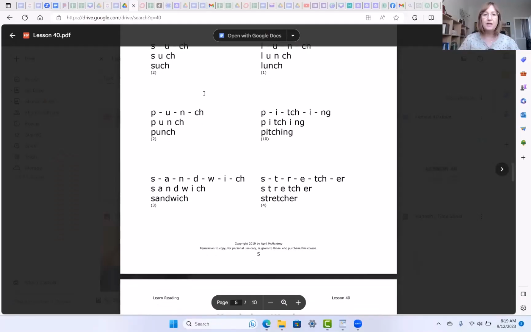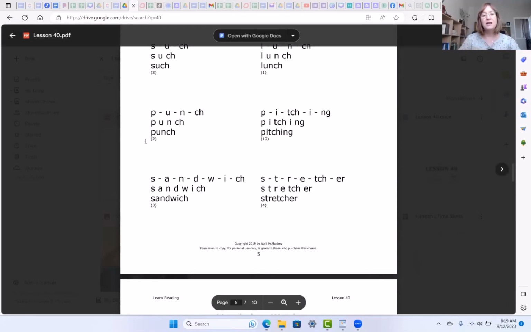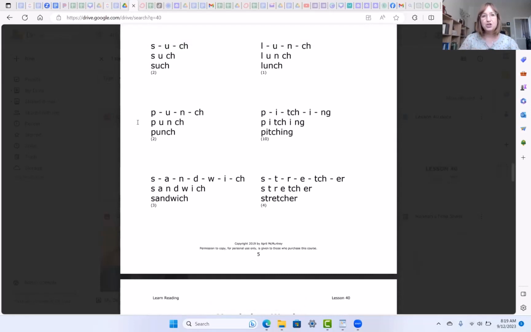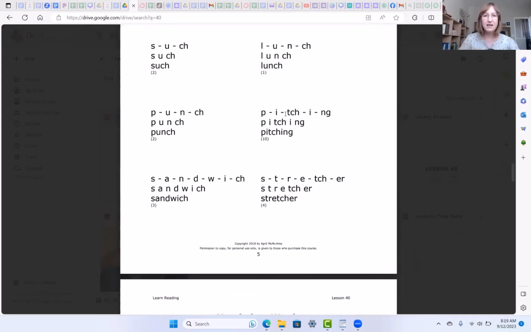Okay, let's get started. Here's where we left off in lesson 40. These last 4 words were your extra practice homework. This first word is punch. We were working on the CH grapheme and the TCH grapheme. They both say the same thing, just that voiceless ch, only air. So this is punch. This is pitching, sandwich, and stretcher.